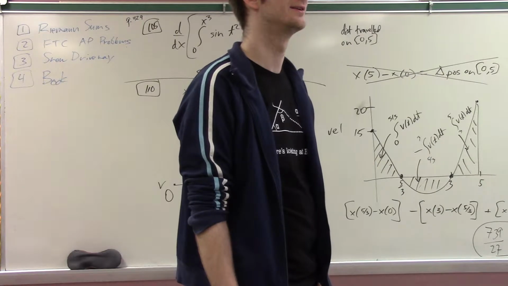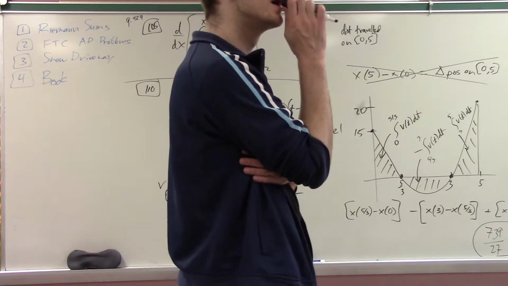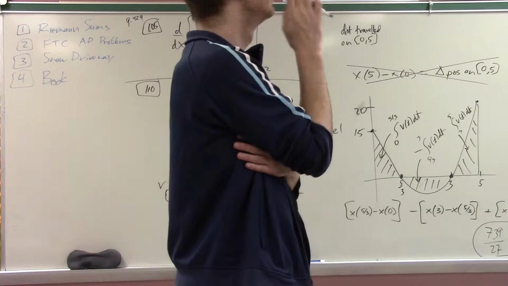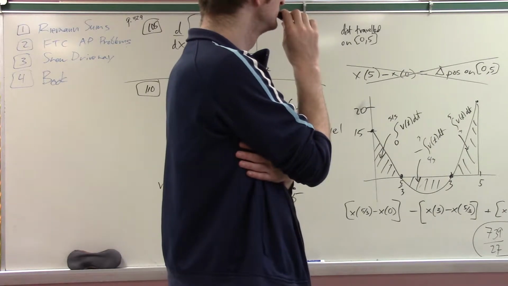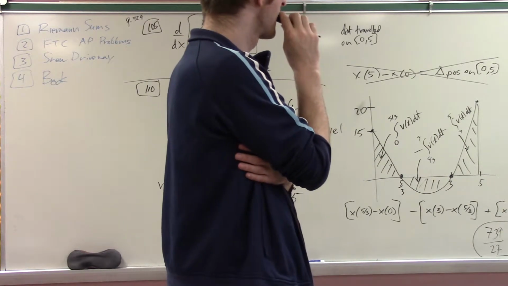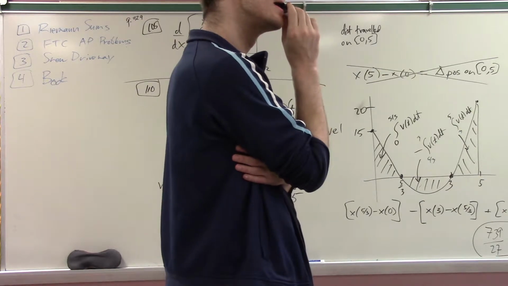I have a question. Yes. Why wouldn't you take, when x of t is negative, why wouldn't you take the absolute value of t?